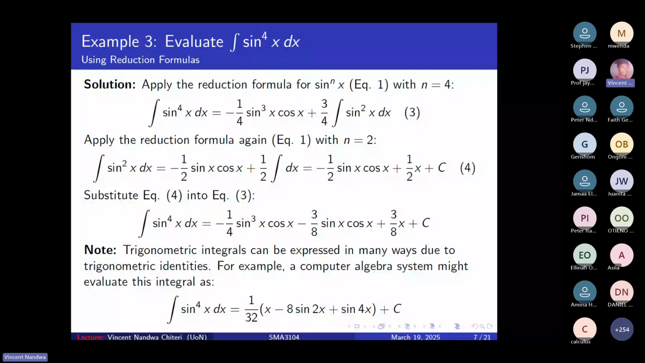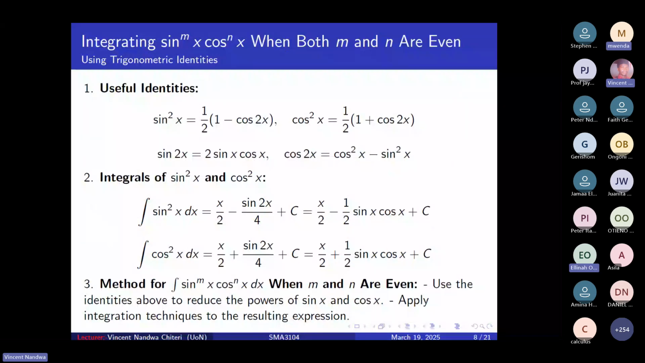Here, this slide is just giving a summary of some useful identities involving the cosine and sine functions. All these four relations we derived in class. Sine squared x can be given as a half into 1 minus cos 2x. Cos squared x can be given as a half into 1 plus cos 2x. Then sine 2x can be given as 2 sine x cos x. Then cos 2x can also be given as cos squared x minus sine squared x. All these were done in class. So this is just a recap summary of the identities for sine and cos.